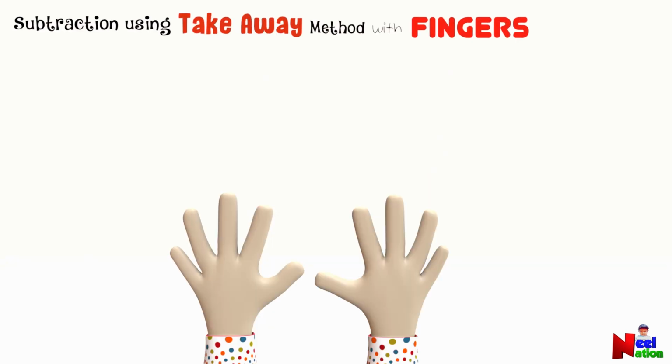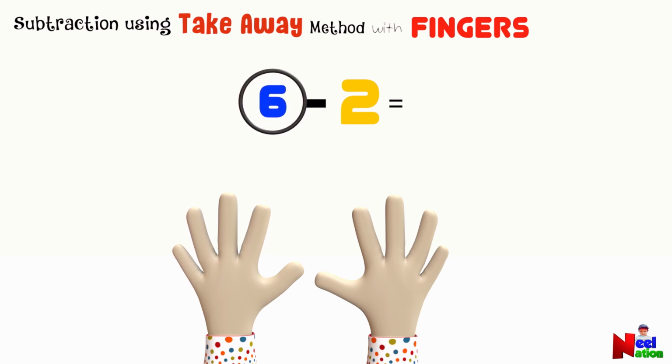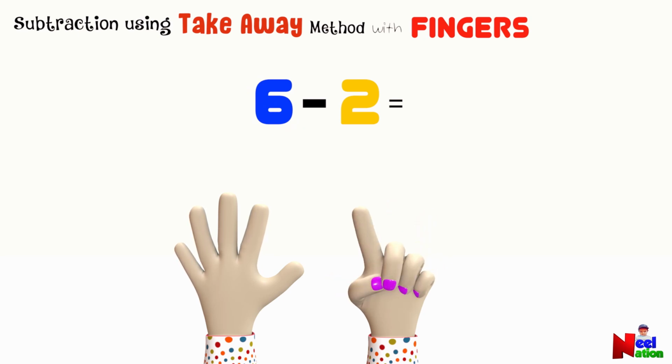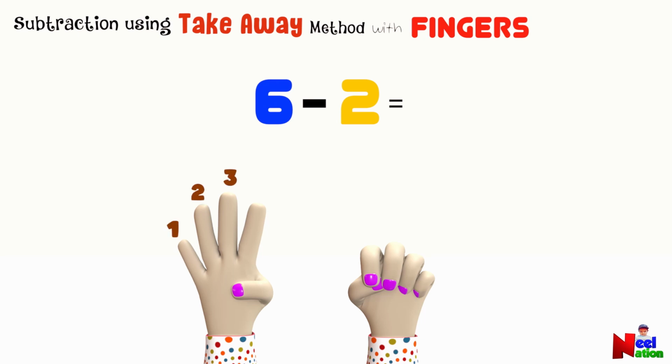Now, let's do subtraction using the take-away method with our fingers. Let's find out what is 6 minus 2. In 6 and 2, which is the bigger number? 6. You are right. Let's begin by holding up 6 fingers. Yes, to take 2 away from 6, let's fold down 2 fingers. 1, 2. So, how many fingers are left? 1, 2, 3, 4. We are left with 4 fingers. That means 6 minus 2 equals 4. Here again, we are using the take-away method to do subtraction.